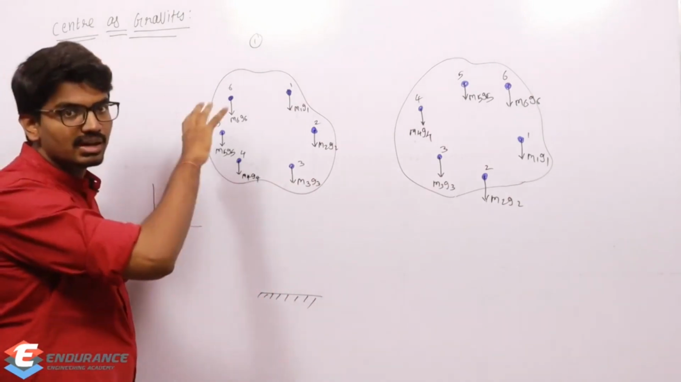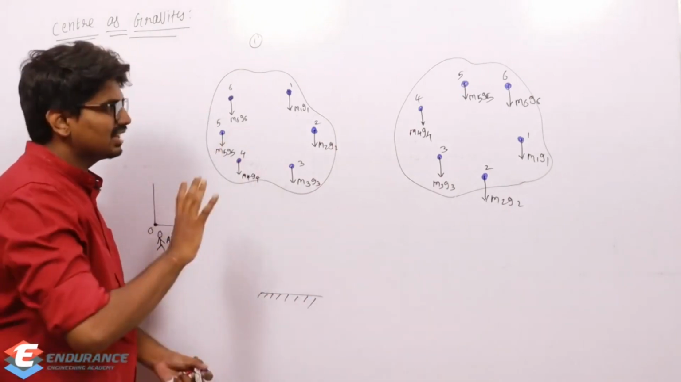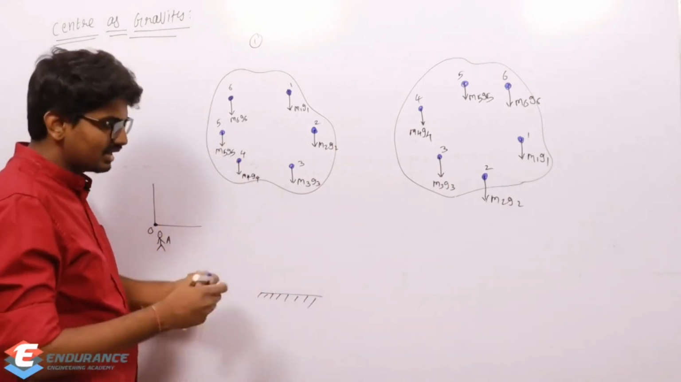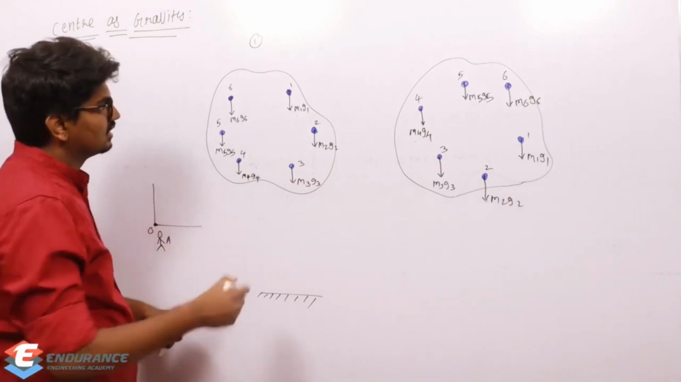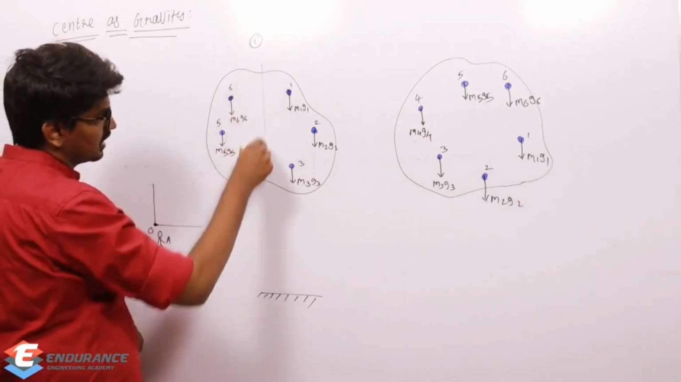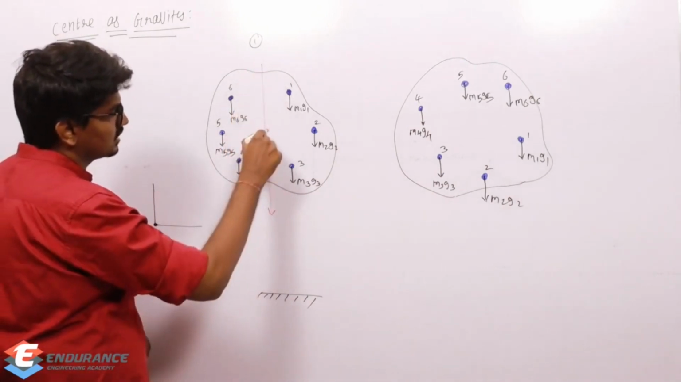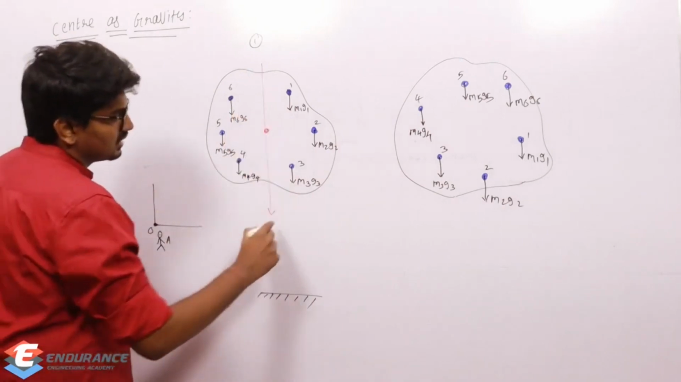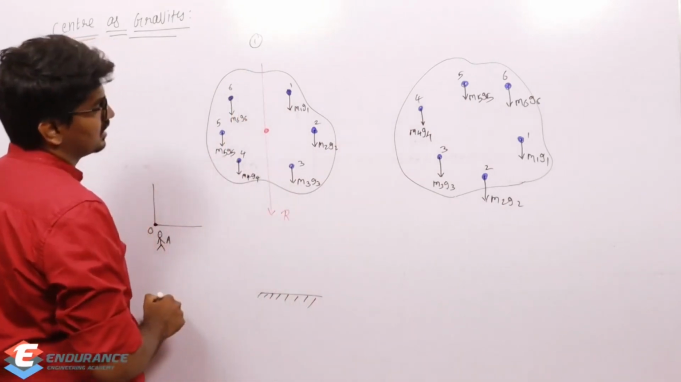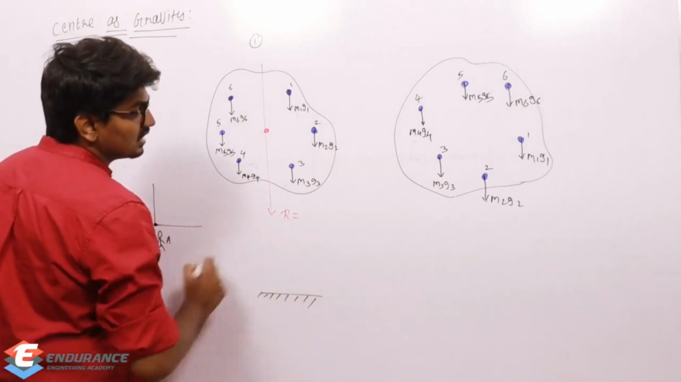Line of action can be determined by using Varignon's theorem. Let us assume that this is my resultant. It is passing through some point here, and this is my resultant. And what will be the value of the resultant?